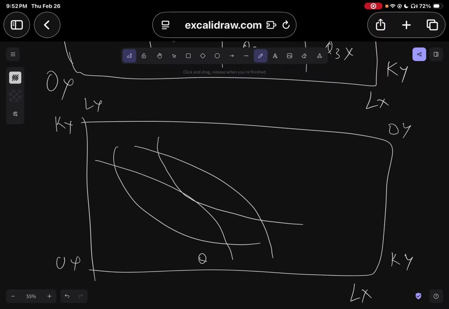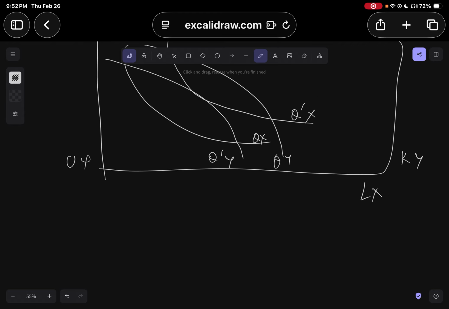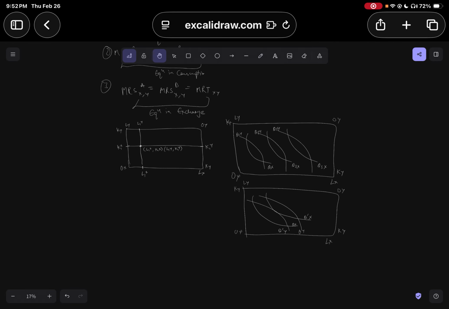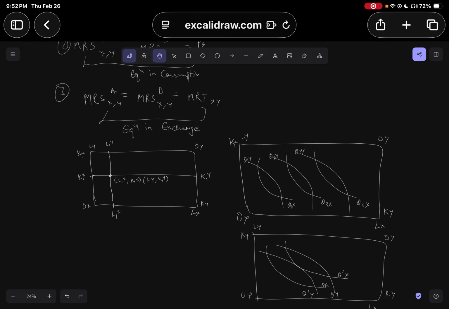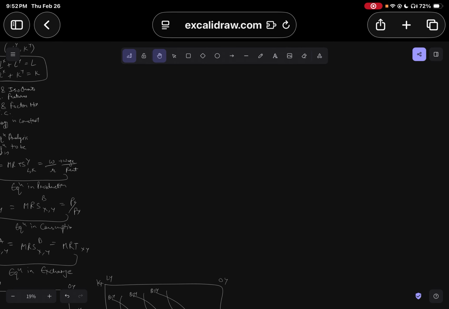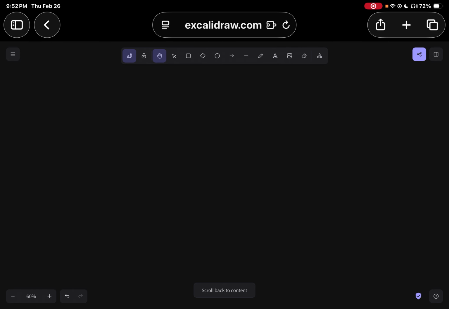So this is Q dash Y, QY, this is QX, this is Q dash X. So these are the various Edgeworth boxes and the possible Pareto points, and let's start with the production Edgeworth box.